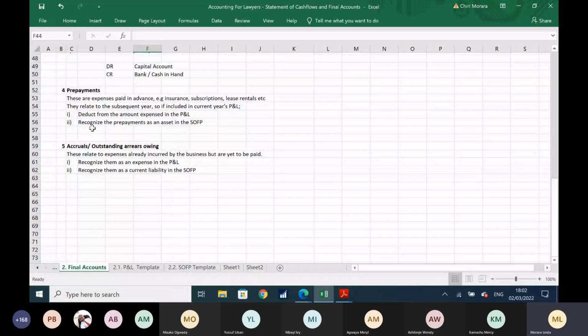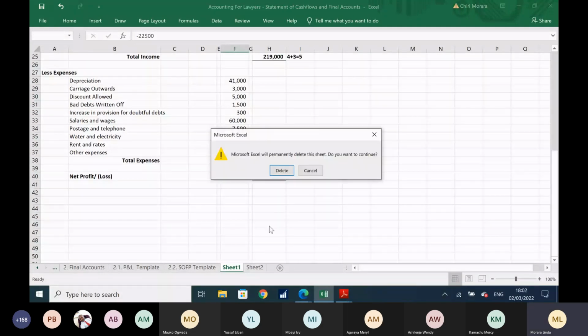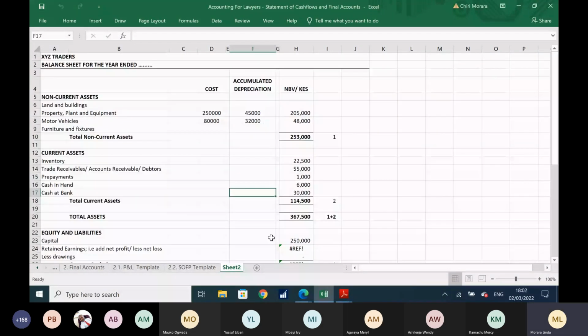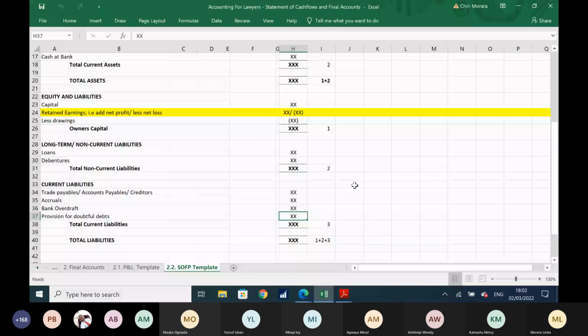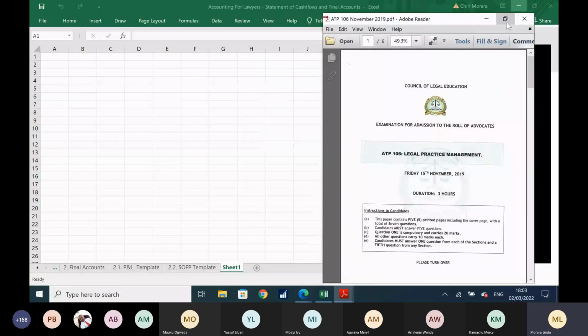Prepayments, I'll not belabor on that. Accruals, I'll not belabor on that. What I will do now is try to apply that to a question. So I had shared, I think it should be December 2019, question 2.